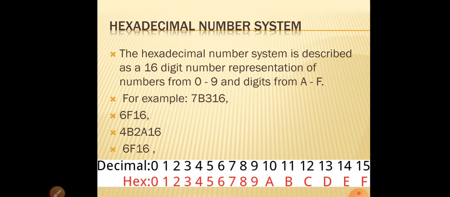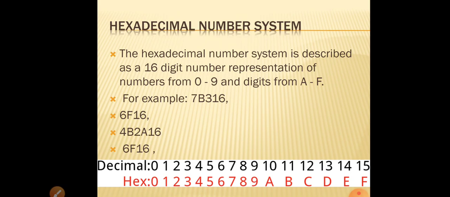This is the hexadecimal number system. The hexadecimal number system is described as a 16-digit number representation which uses 0 to 9 and the digits from A to F. So we use 16 types of digits for the representation of a hexadecimal number. Which 16 types? Here in the last row of the slide, we have written all the terms that we use for the hexadecimal number system.